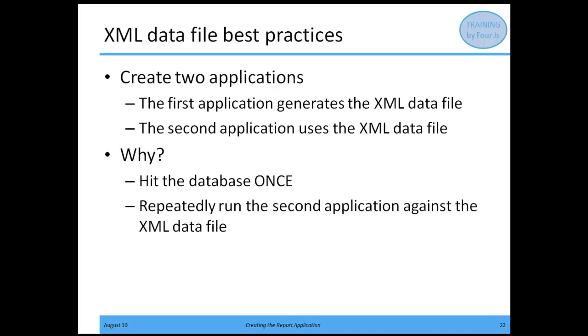So for the best practices for creating this XML data stream, first you're going to be creating two applications. The first application is going to generate the XML data file, and the second application is going to be using that XML data file to create the report. And why are we doing this? Again, you want to hit the database once. You can repeatedly run the second application against the XML data file once that data file is created. In development environments, this means that you don't necessarily have to be connected to the database. You can create that XML data file once, and then the report designer can take that XML data file, take the second report application, and use it to generate the reports and test that their report design is effective.